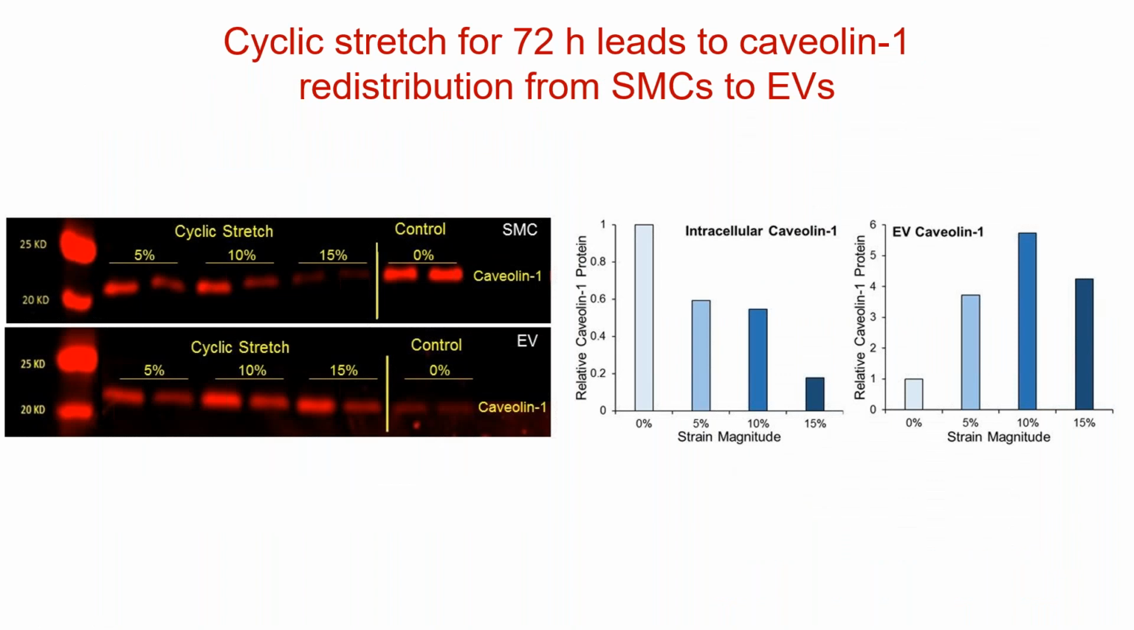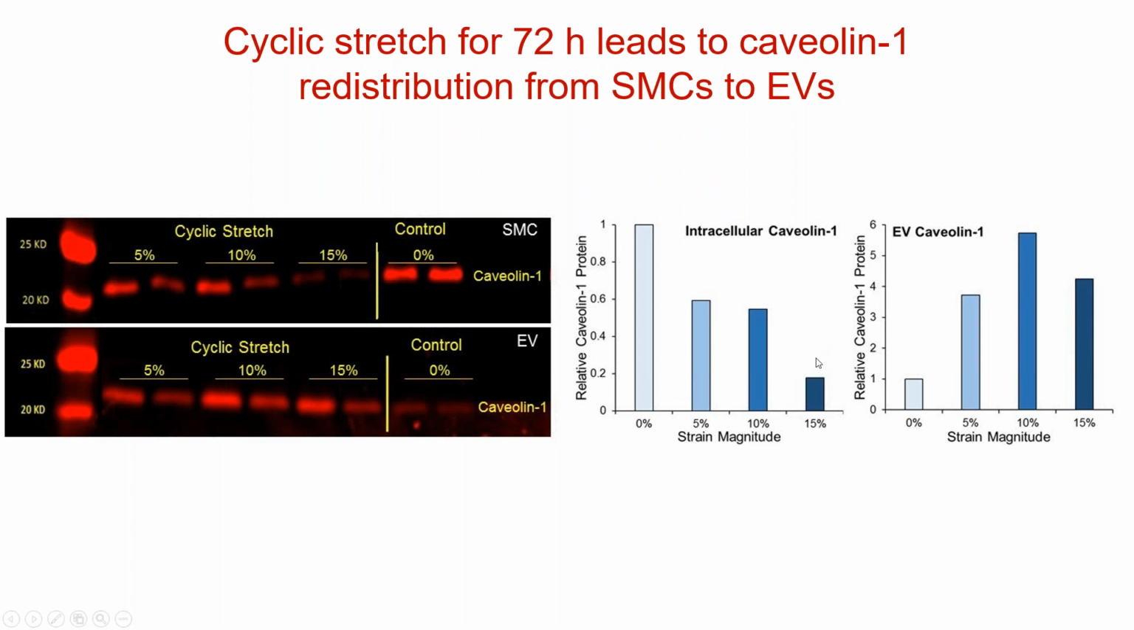But importantly, we wanted to look and see, what is caveolin 1 doing here? And we looked both inside the cell. So this first Western blot here is inside smooth muscle cells. The second Western blot is from extracellular vesicles. And this is just the densitometry now of these Western blots. So this is just the quantification of these Western blots. There's intracellular caveolin 1, extracellular caveolin 1 in the vesicles. So we've ultracentrifuged them out.